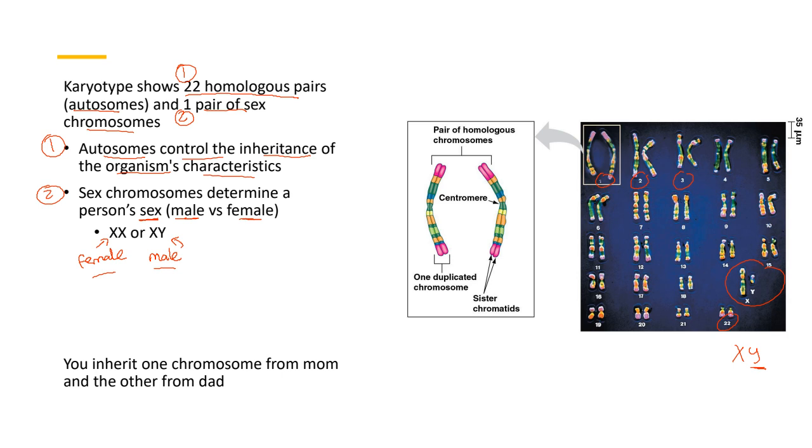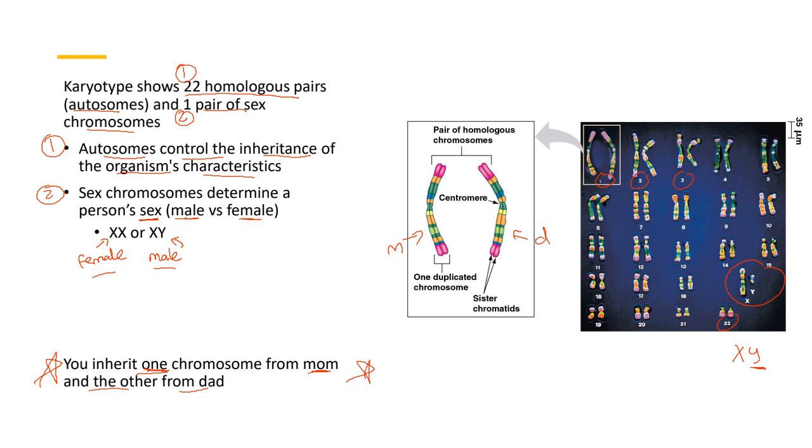And like I said before, make sure you understand this. You inherit one chromosome, okay? One chromosome comes from your mom and one chromosome comes from your dad. So let's say, for example, this is from your mom and this is from your dad, okay? And this is the same pair of chromosomes.